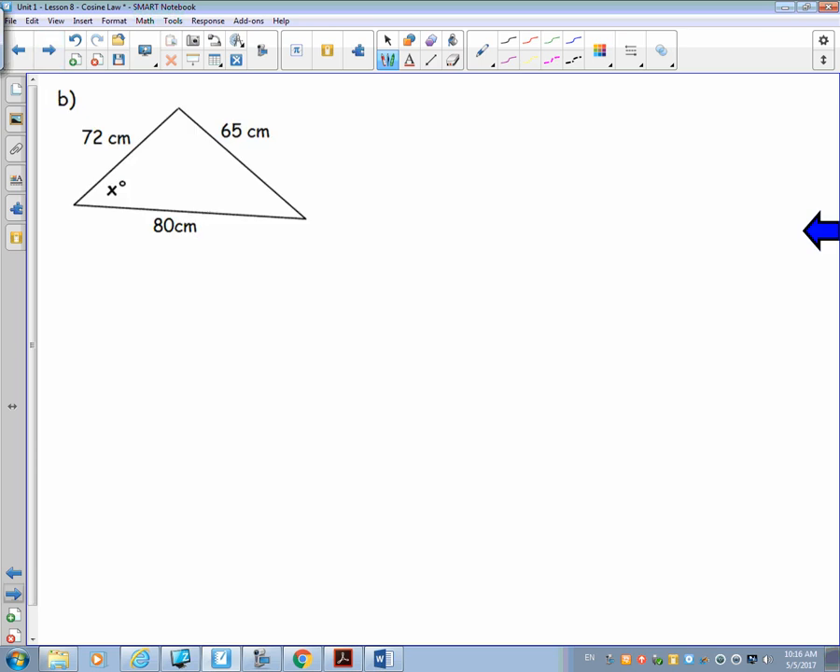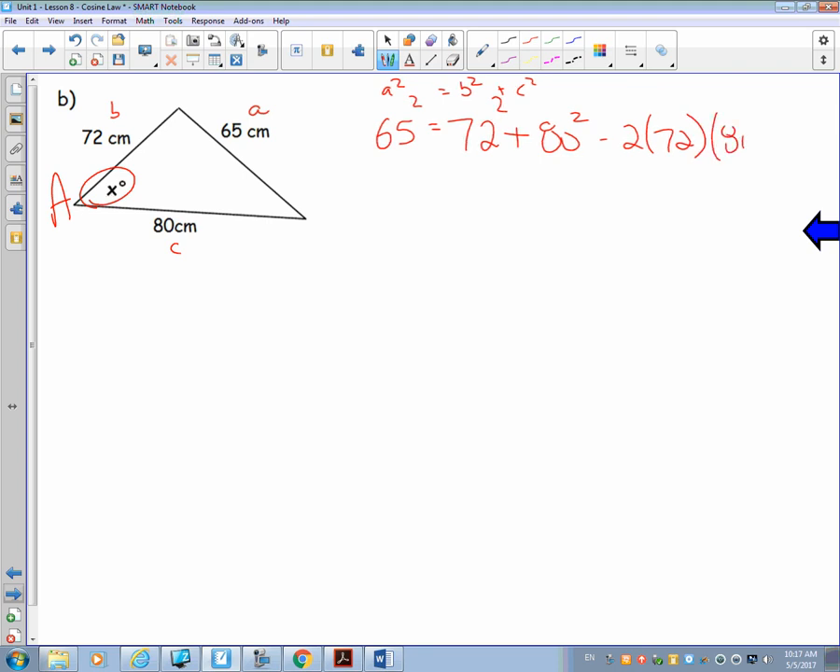The second type of problem is a missing angle. So in this case, I want to find an angle. It must be big A and little a. b and c are interchangeable. So if I try this the same way I did the previous one, I get 65 squared equals 72 squared plus 80 squared minus 2 times b times c times cos of the angle. Now this is messy. It's messy because I need to get a or x by itself. And right now it's totally not.